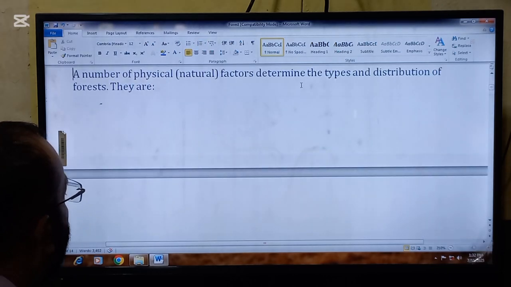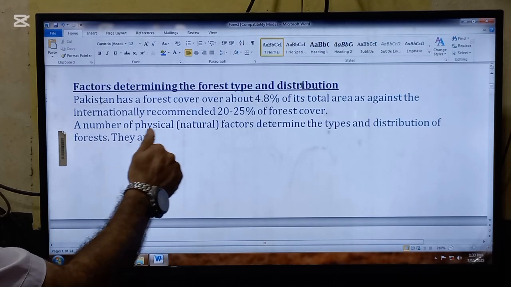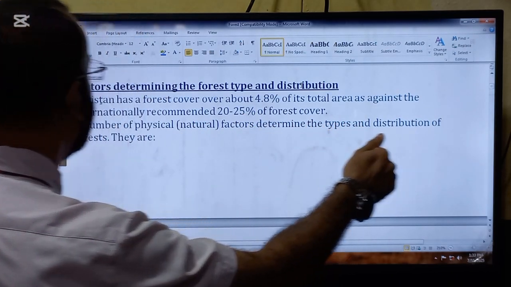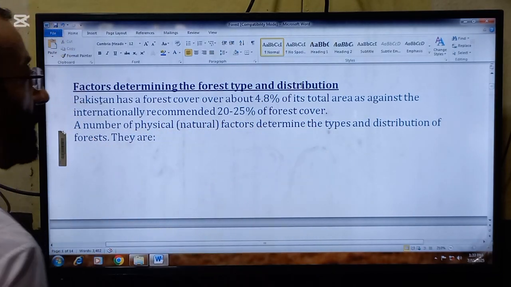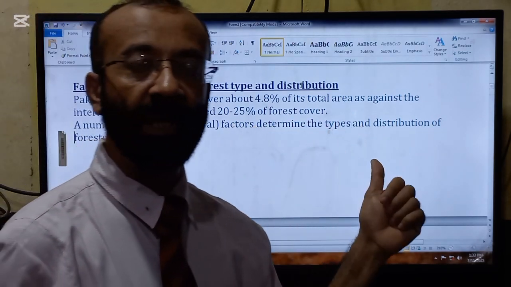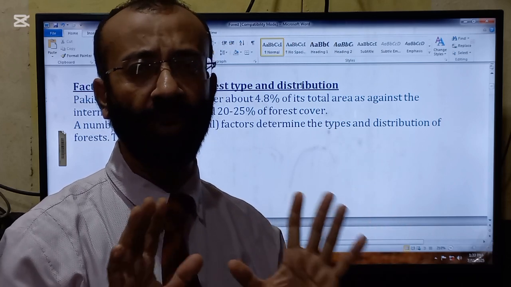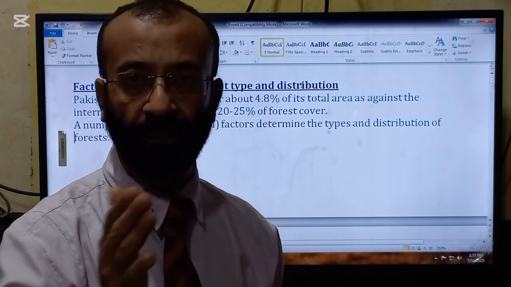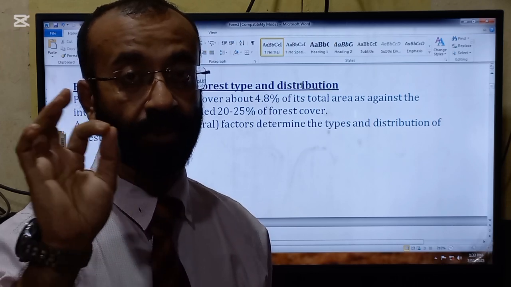Factors determining the forest type and distribution. Pakistan has a forest cover over about 4.8% of its total area, as against the internationally recommended 20 to 25% of the forest cover. So it means Pakistan is having very less forest. This is again a point which normally comes in the paper. So remember it, Pakistan is having only about 5% of its area consisting of forest, as against the internationally recommended 20 to 25%.